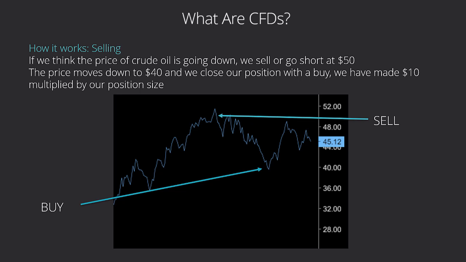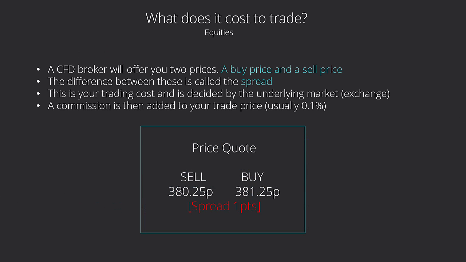So there we go. Broker says thanks very much. There's $10 multiplied by a position size, and that is ultimately how we make money. And obviously, if it had gone against us, we'd have had to cover that loss as agreed in the CFD.